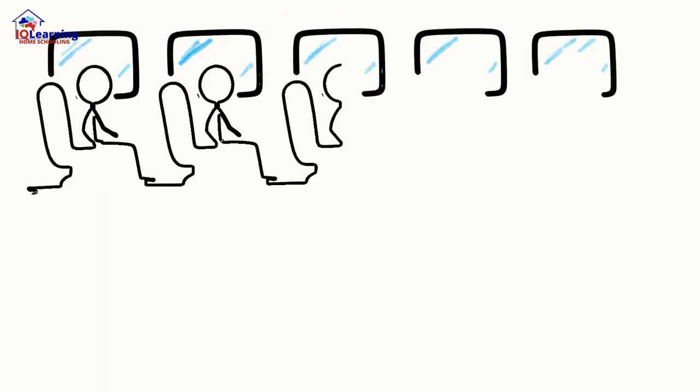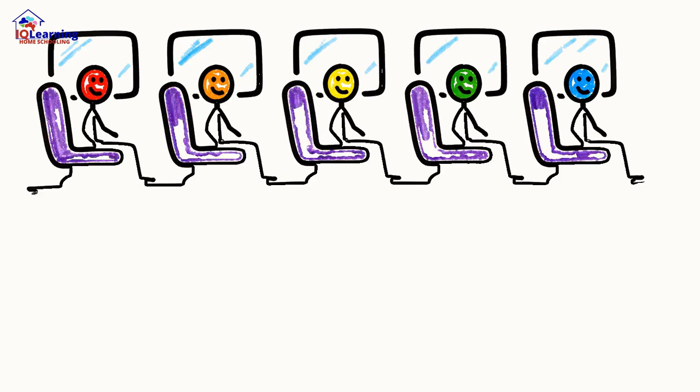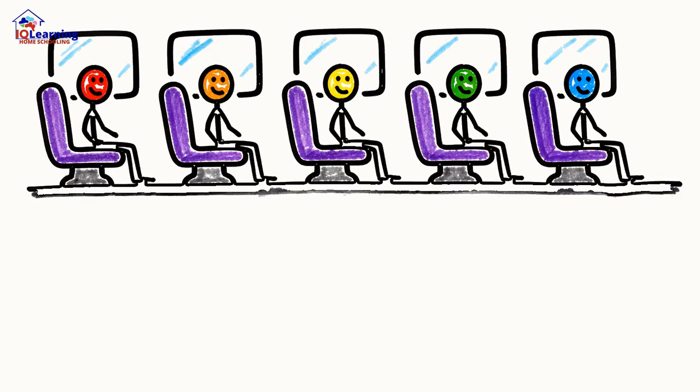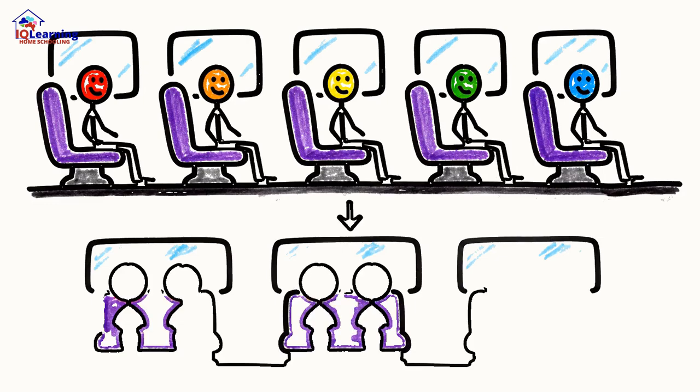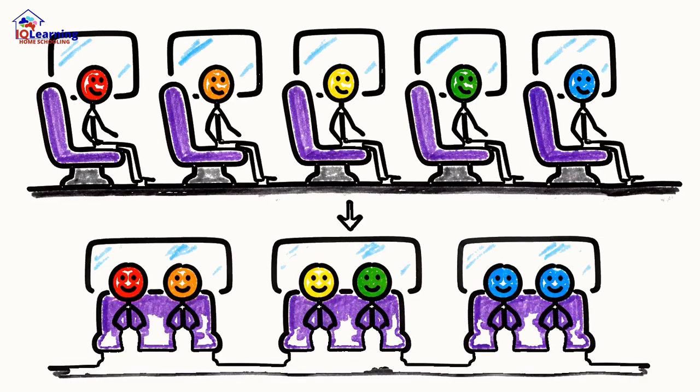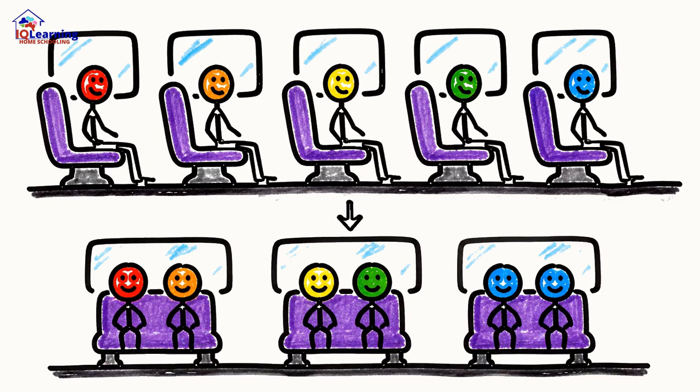Finally, there's Hund's rule. When you have several rooms of equal energy, electrons will occupy each one singly before they start pairing up. It's like people on a bus. Everyone takes their own seat before sitting next to a stranger.